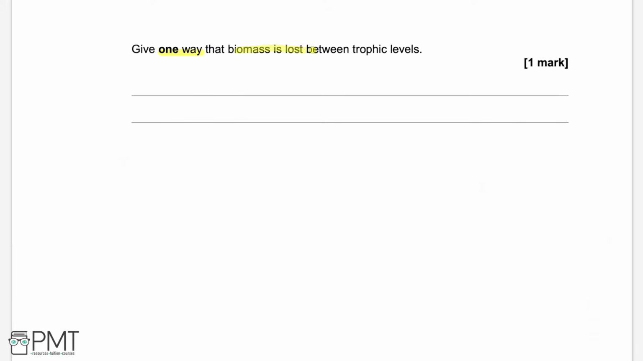Give 1 way that biomass is lost between trophic levels. Well, one of the main ways that this occurs is respiration, in which chemical energy from biomass is converted into heat energy and lost to the environment. You could alternatively have said that it's lost through feces or any excrement.